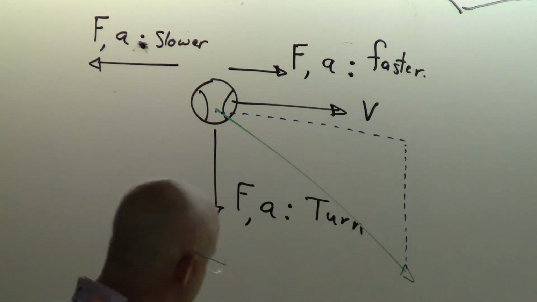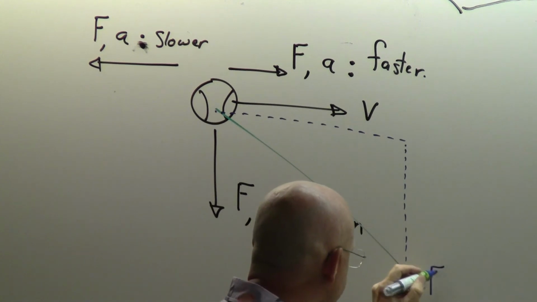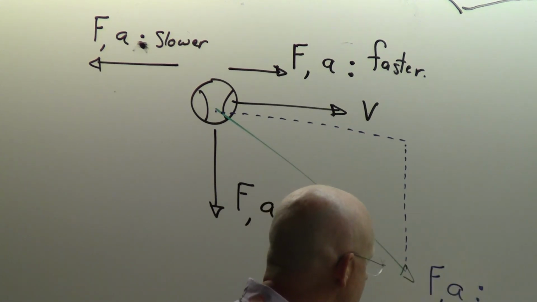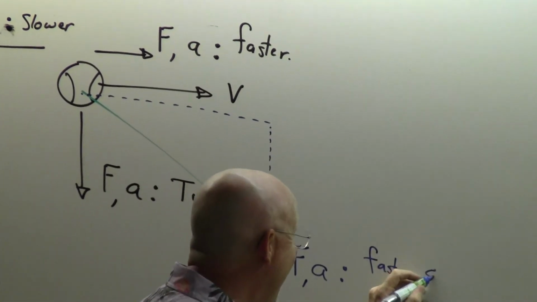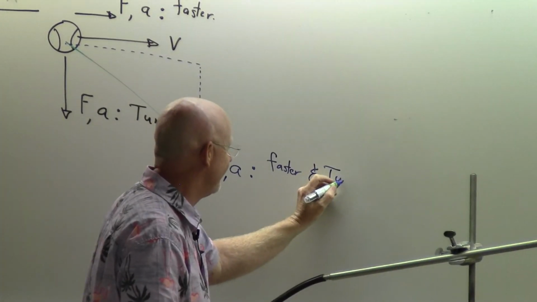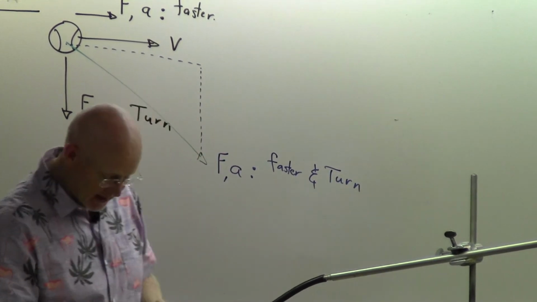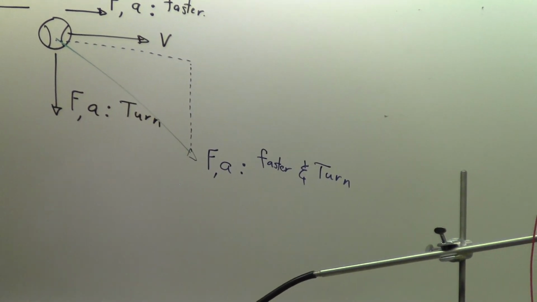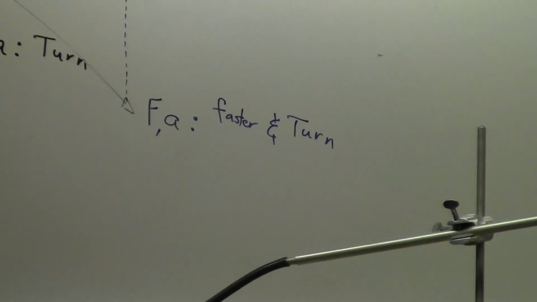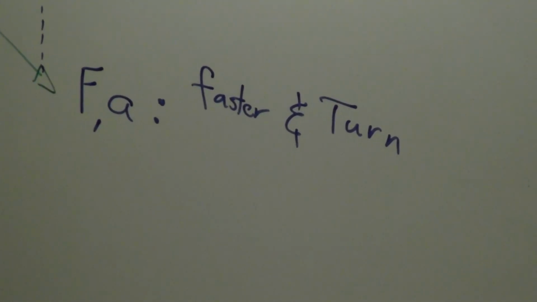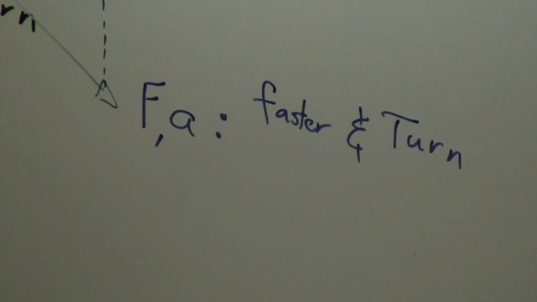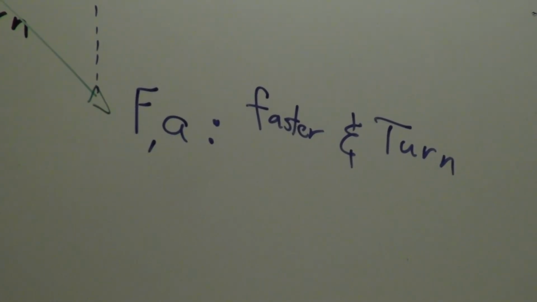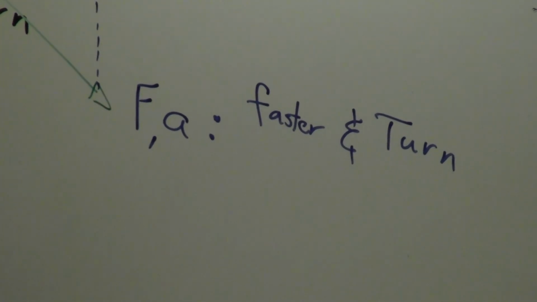And so I'm going to put down here, if this is your force, which is the direction of the acceleration, this would go faster and it would turn. And hopefully by extension of this, what if the car was getting off the freeway? And so as it goes around the cloverleaf, it's turning and slowing. What direction would the force have to be to turn and to slow? Well, this would be the answer.